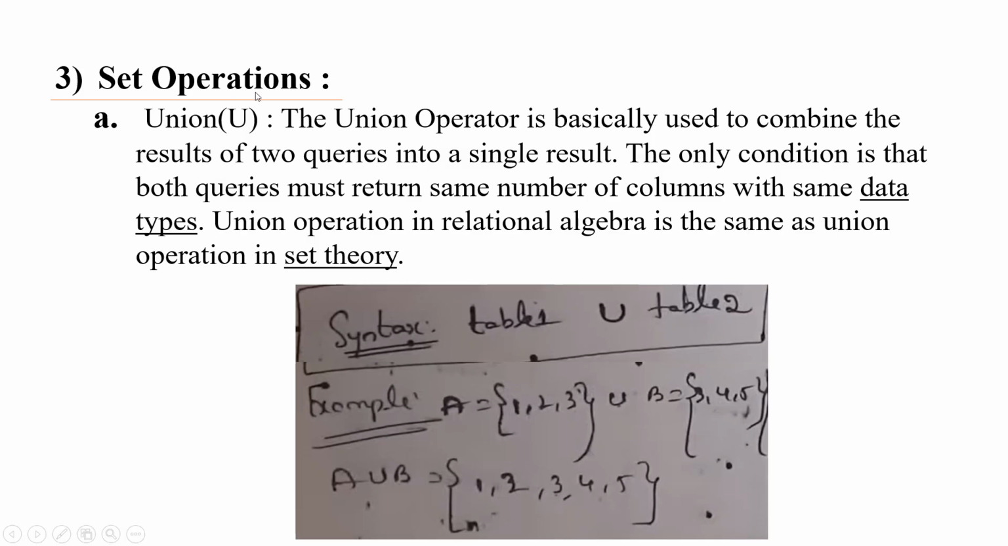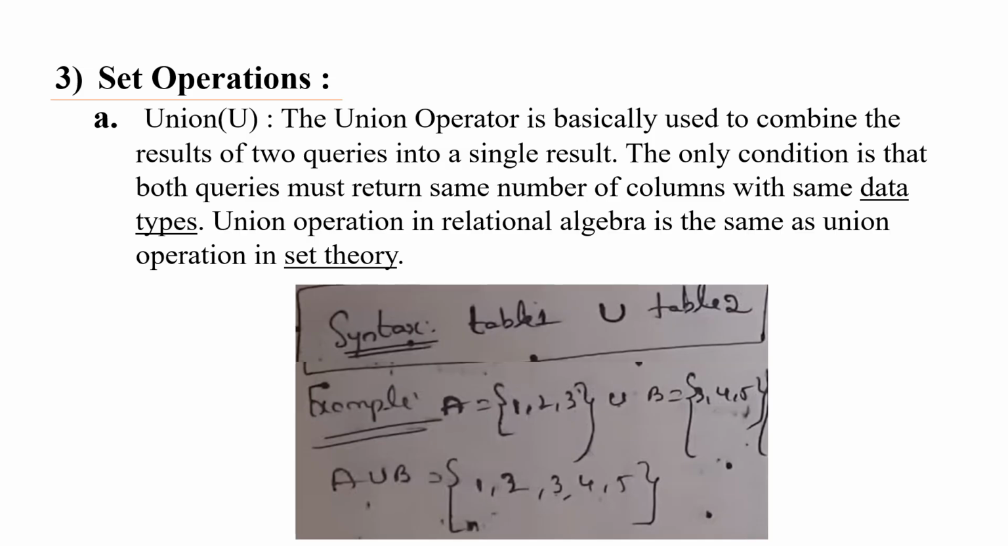Now the third topic is set operations. There are a total of 3 types of set operations. First is union, second one is intersection, and third one is set difference. Let us observe union. The union operator is basically used to combine the results of 2 queries into a single result. The basic syntax is table 1 union symbol table 2.